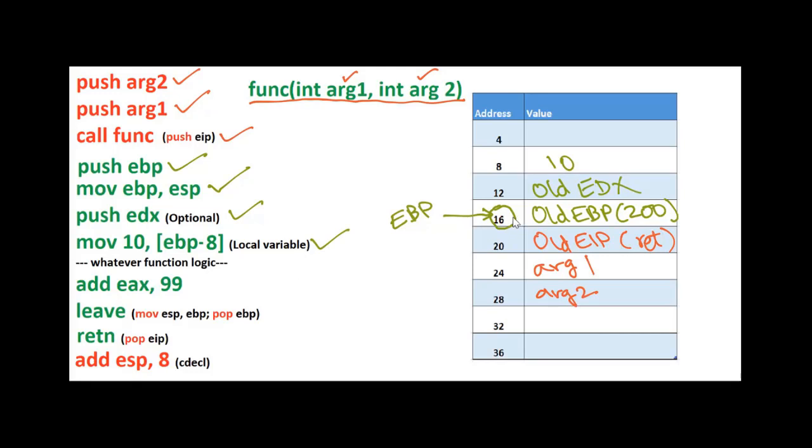Same goes for arguments as well. So if I want to access argument 1, I will add 8 to the EBP. So 16 plus 8. If I want to access argument 2, I do EBP plus 12, which will take me to 28.